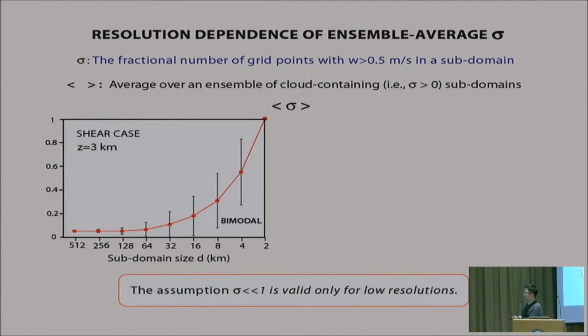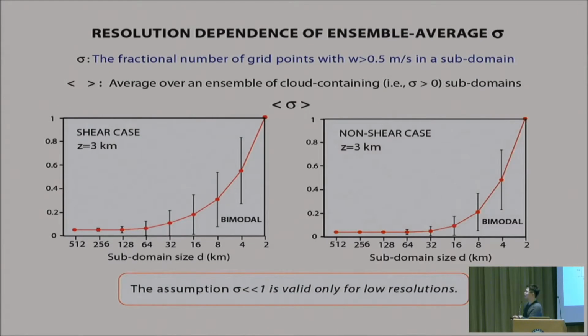So you can see a very sharp contrast here. When the horizontal grid size is large, such as on the left-hand side here, the cloud fraction is actually very small. But it picks up its accelerating rate when the resolution increases, such as around 32 kilometer. This is for the shear case. The same goes for the non-shear case, the popcorn type convection, so the convection actually picks up slightly later, at 32 to 16 kilometer.